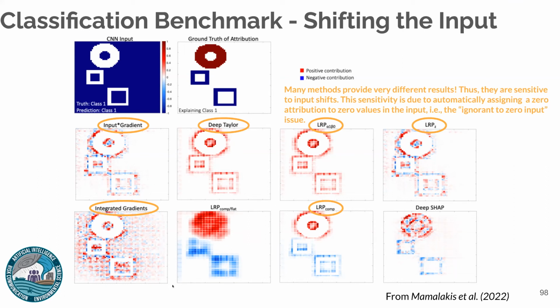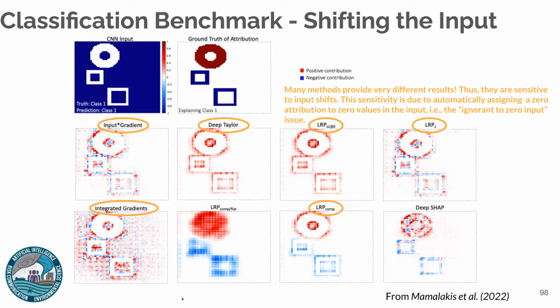Before you go to the next slide, maybe we can bring in the question of baseline. Would it be correct to say that all the ones that have, well, I'll let you answer this. Yeah. I think the issue of the baseline is another way to look at the ignorant to 0 input issue: these methods essentially consider a 0 baseline by construction, and they are not flexible enough to consider any other baseline. So that's another way to see that.